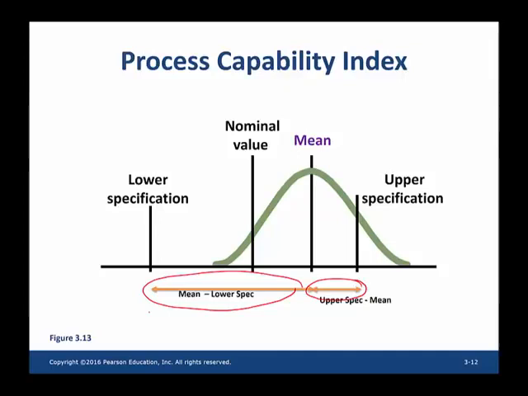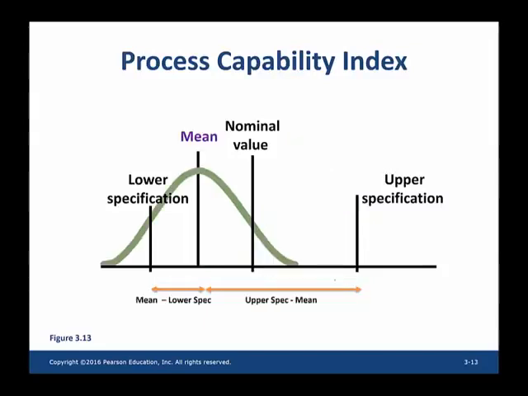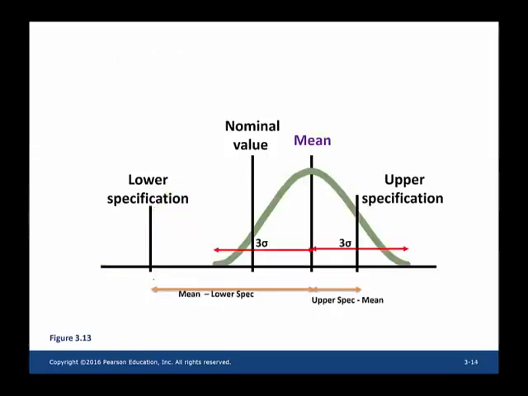Depending on the shift, one of these pieces will increase or decrease. For instance, since the shift of the mean is towards the right, the upper specification minus mean will decrease. This is smaller. On the other hand, if the shift is to the left, the mean minus lower specification will decrease. Now use these two design widths, right, and compare them with 3 sigma limits individually. That is the idea of process capability index.